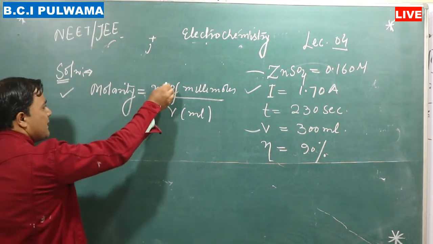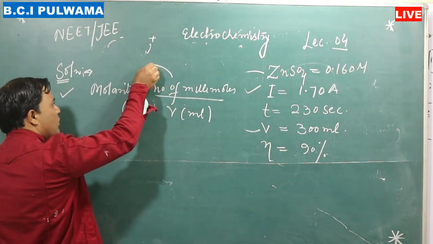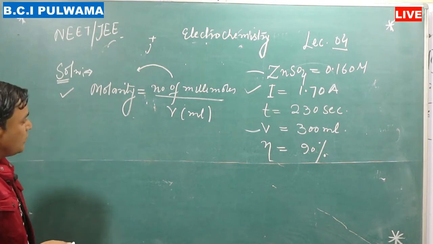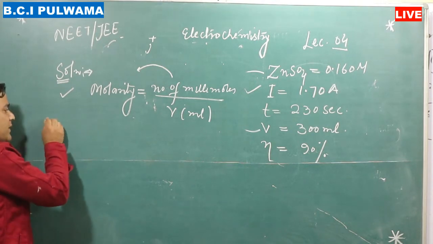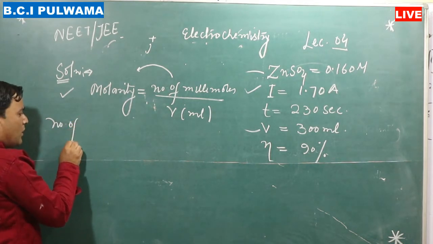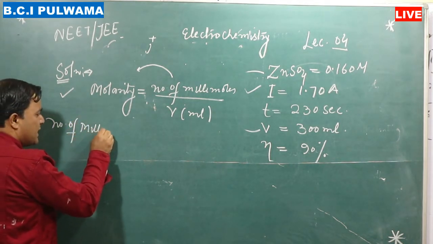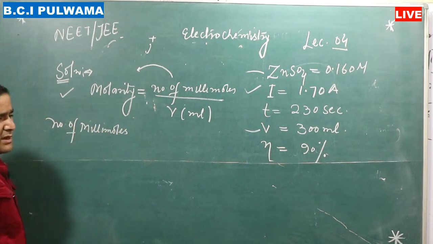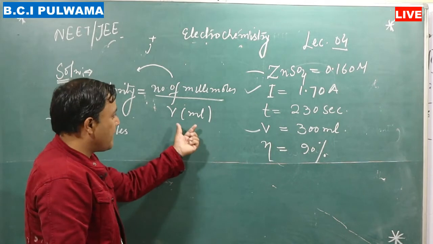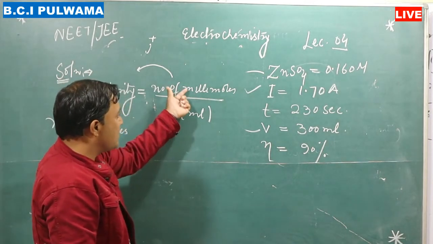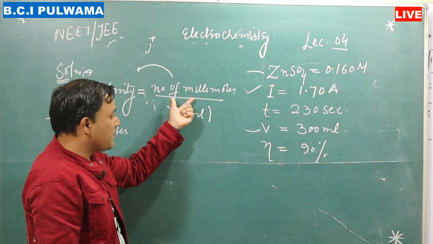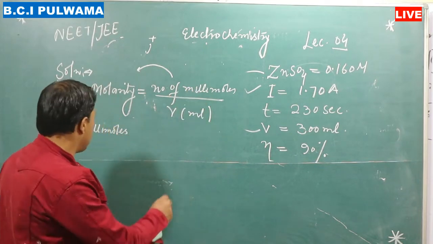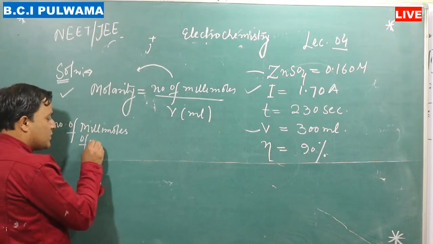So from this we can calculate the number of millimoles of solute, which will be equal to volume multiplied by molarity. Now because volume has been expressed in terms of ml, it is better that we take the concentration of the solute in terms of millimoles. So number of millimoles of Zn2+.